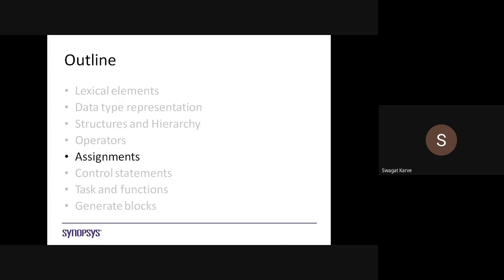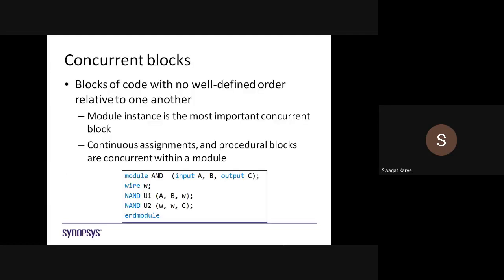Now in Verilog we use different assignment statements for programming purposes. So which are these assignment statements that we are using in Verilog? First is the concurrent blocks.